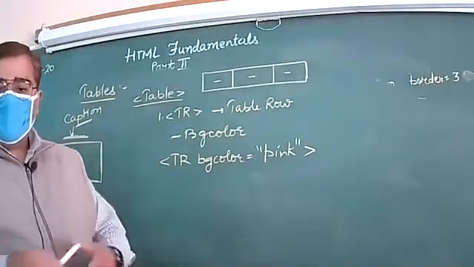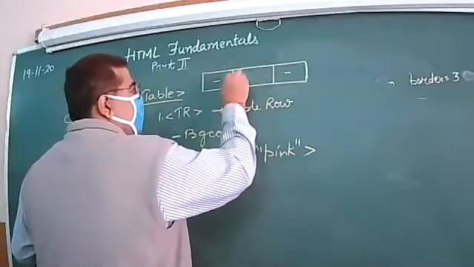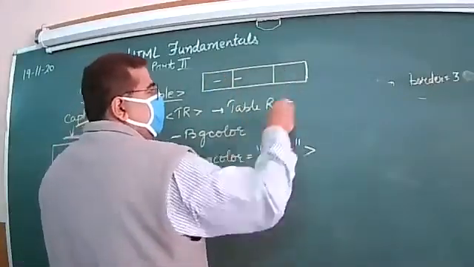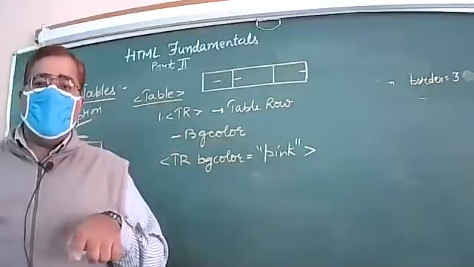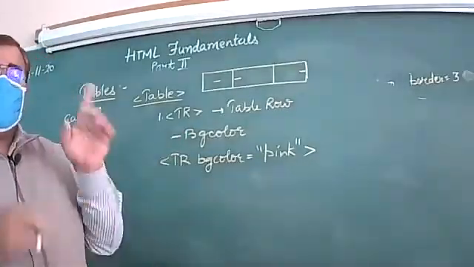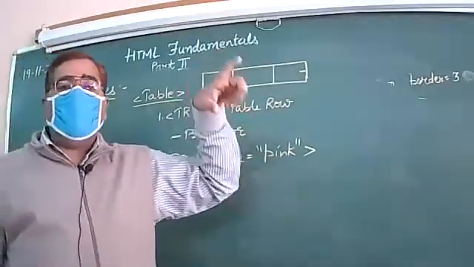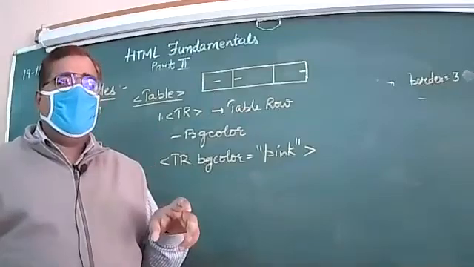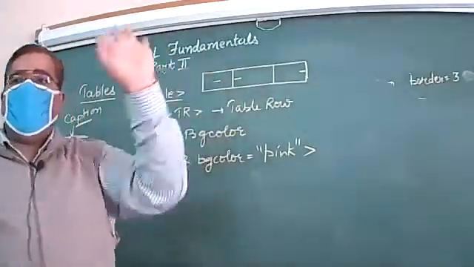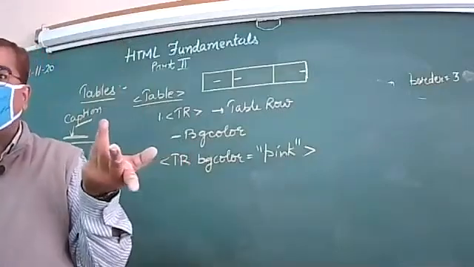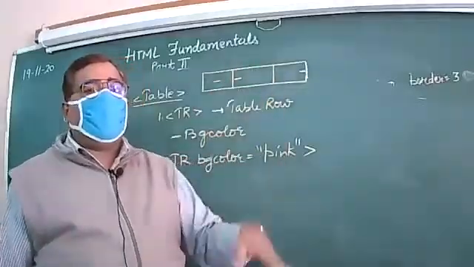But if you encounter such a structure, one cell center, one cell left, one cell right, three cells with three different alignments, then in this case what will you do? In this particular case, you will apply the align attribute in the individual TD tag. First TD align center, second TD you can skip the align attribute because by default alignment is left. In the third cell again you take the align attribute and give the value right.